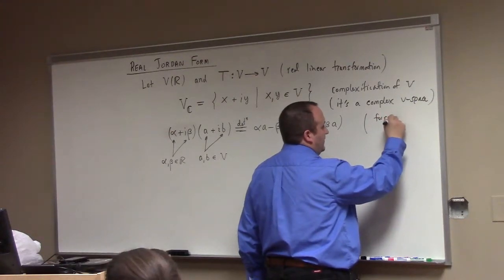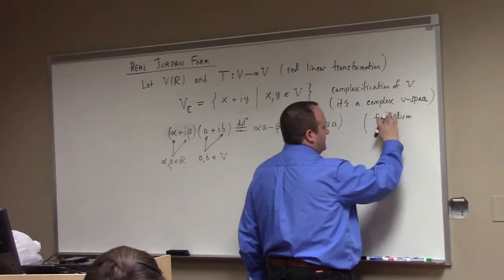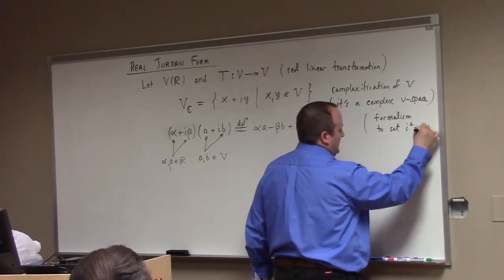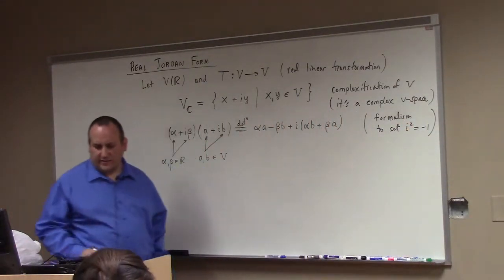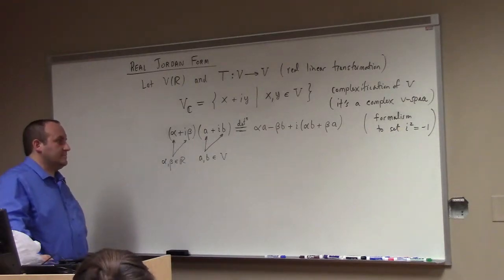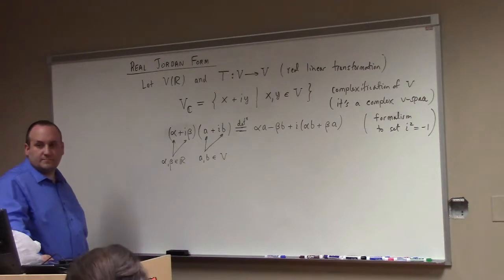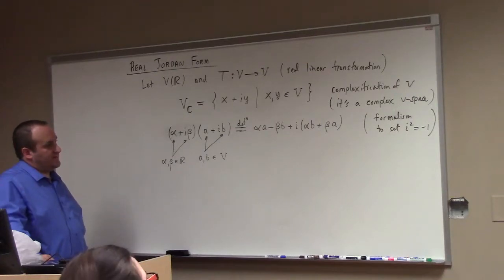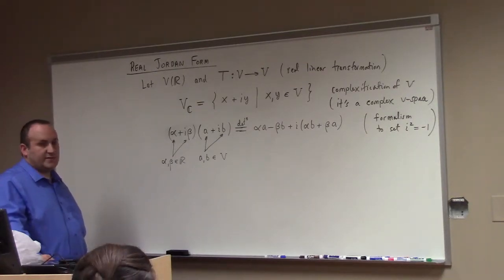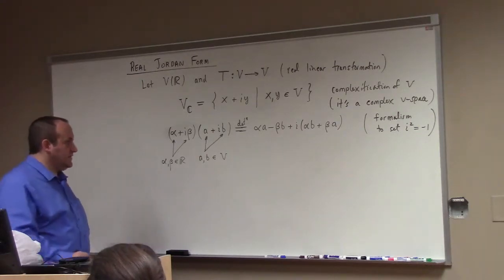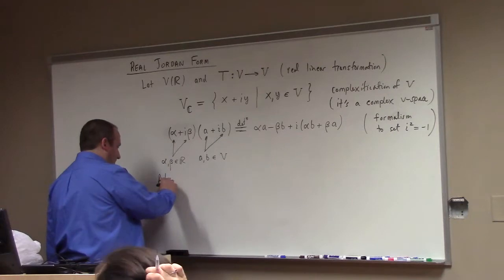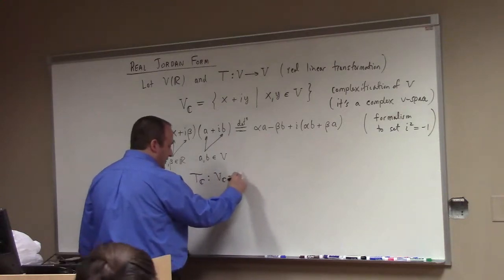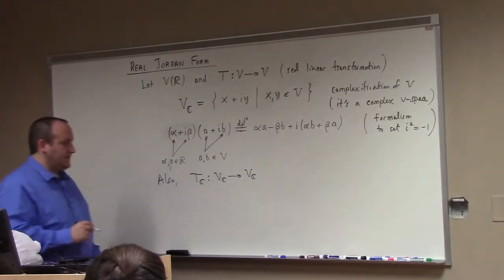Formalism, to set i squared equal to minus 1. I mean, that's what I described last time. We can look at the Cartesian product, and that's this complexification here. And all right, so that's, again, the complexification gives us a new complex vector space. That's how we do the complex scalar multiplication. And then we also define a T sub C, the complexification of the transformation, which is actually a complex linear transformation from V sub C to V sub C.